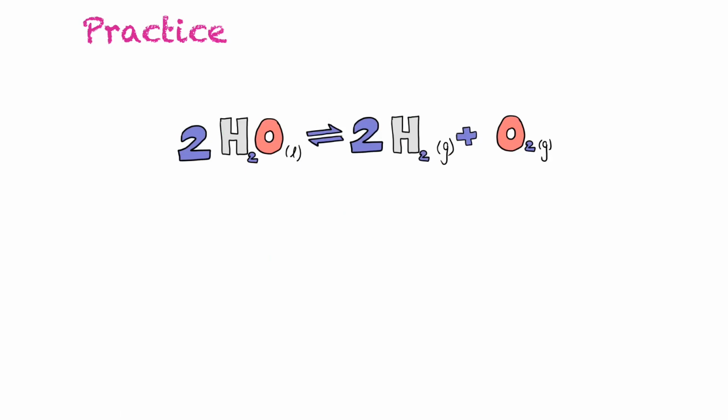Okay, now we're going to practice with another one, but remember, you need to look at the states or the consistency of each of them. So this one is water liquid, so we don't include it in the equilibrium expression. So this time Kc is going to equal the concentration of H2 squared times the concentration of O2. And that's it. We don't include water because it's a liquid.